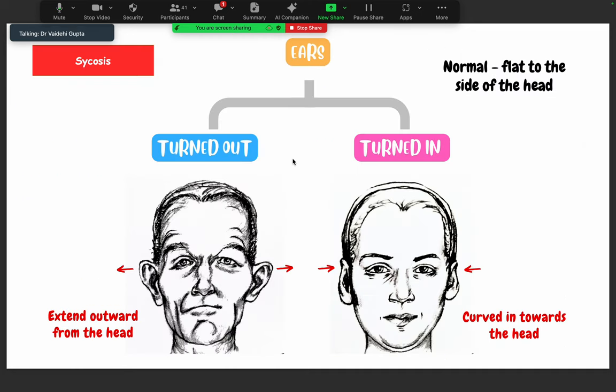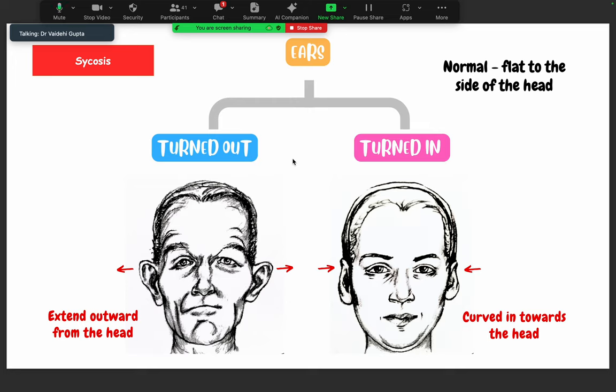In Sycosis, the ears are turned out or turned in. We can see in the sketches below, the ears have a quite fan-like structure. They extend outward from the head and are quite prominent. While in turned in, it is curved in toward the head. It looks like it got stuck to the head, so it is turned in.